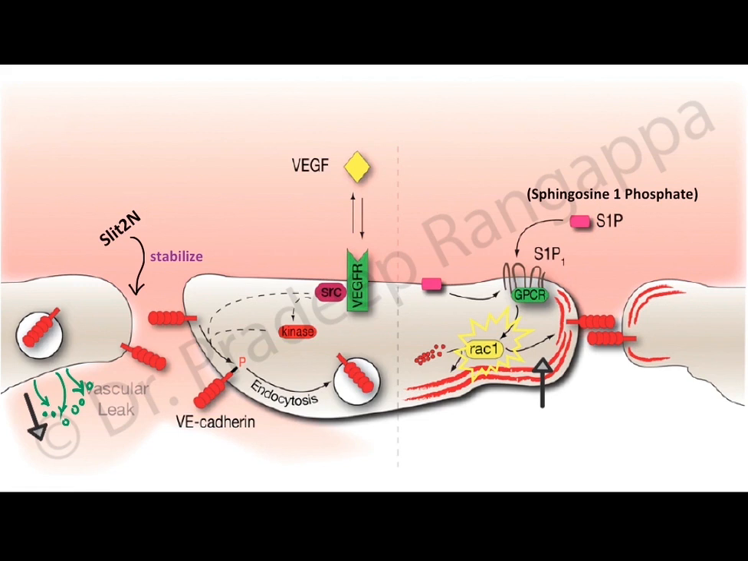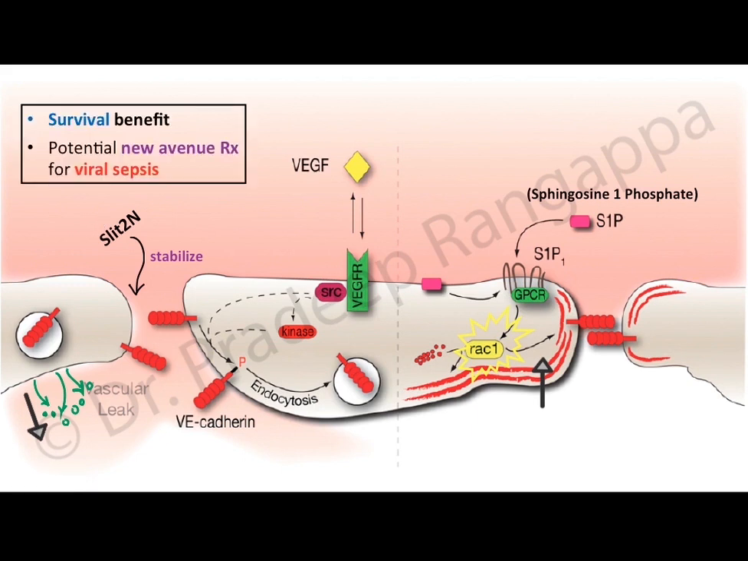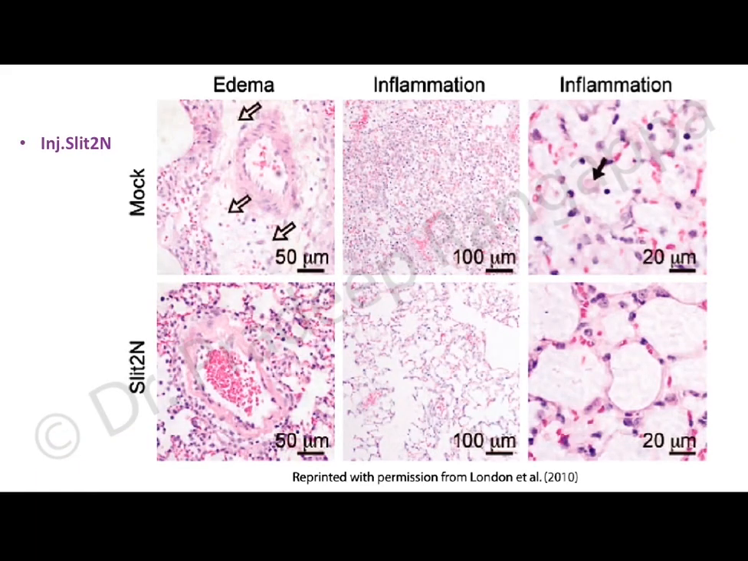The reason why this is important is, I think the whole discussion revolves around this dumbbell-shaped vascular endothelial cadherin, whose integrity, if it is lost, leads to all the pathognomonic findings in sepsis. To that effect, they've identified this protein called SLIT2N, which is shown to stabilize this particular vascular endothelial cadherin. Even in animal experiments it has shown survival benefit, and it's a potential new avenue in treating viral sepsis.